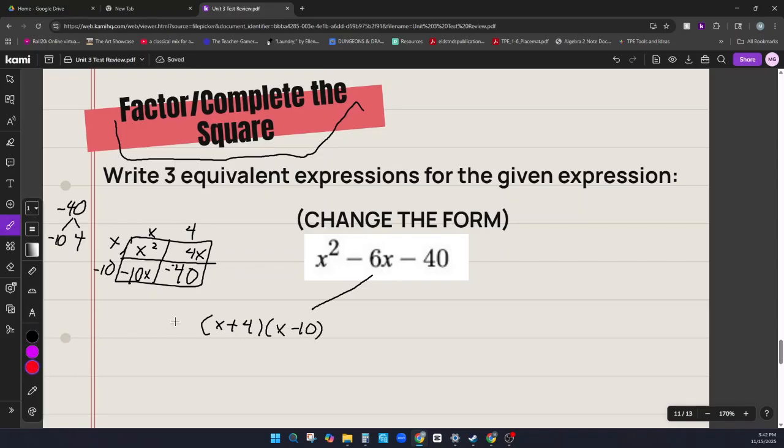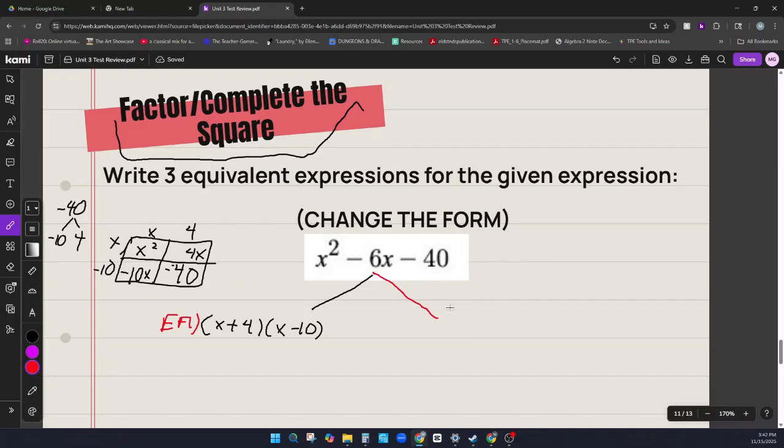Okay, so this is going to be my new form. This is going to be equivalent form 1, and I just went from standard to factored form. I was able to factor this out. Now, that being said, I do have another avenue to go down, and that is in completing the square.